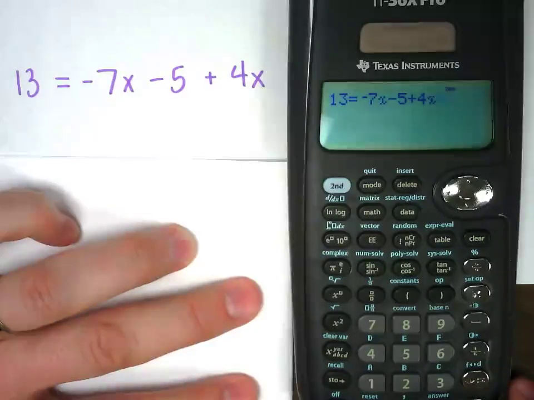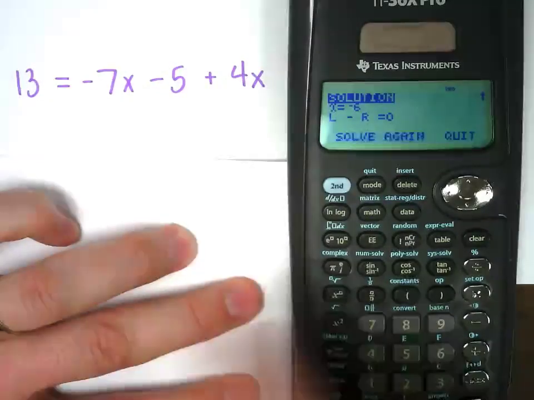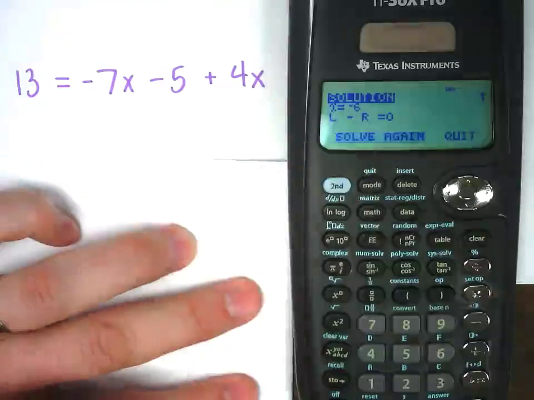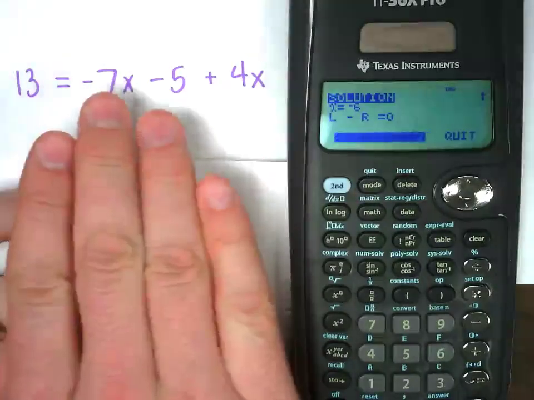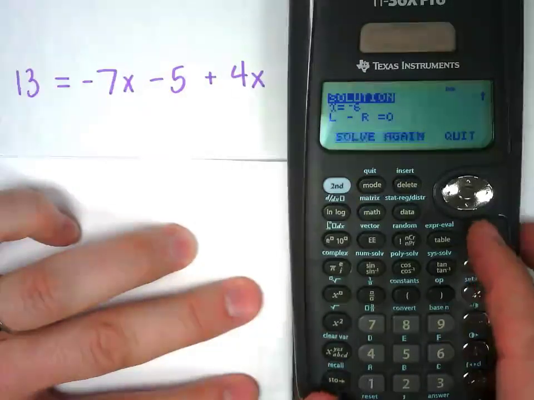From here, you're going to press enter 3 times. 1, 2, 3. And it's thinking, and it's telling you that the answer is -6. So the answer to this equation is x equals -6. That's how you would use numsolve.